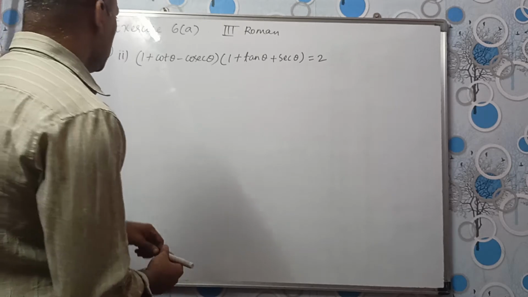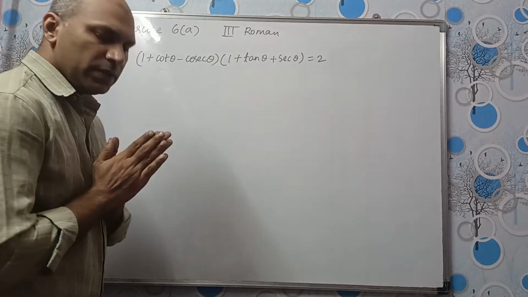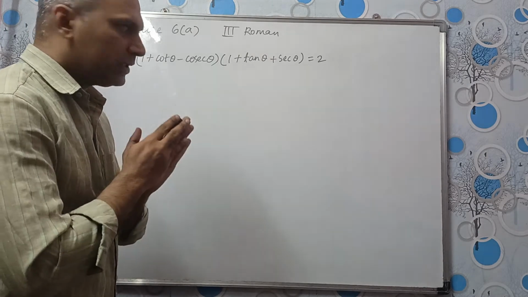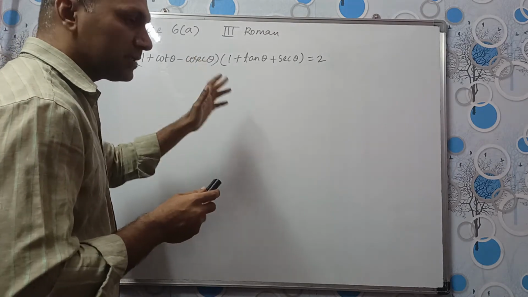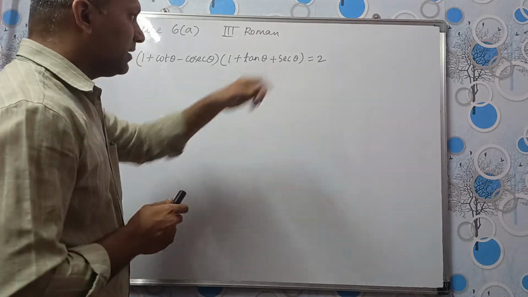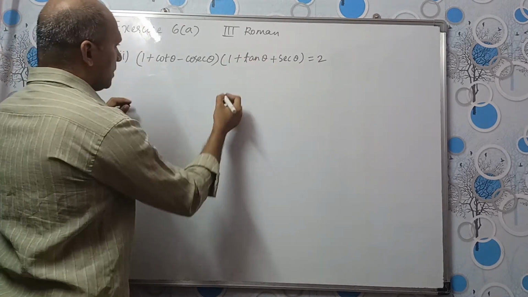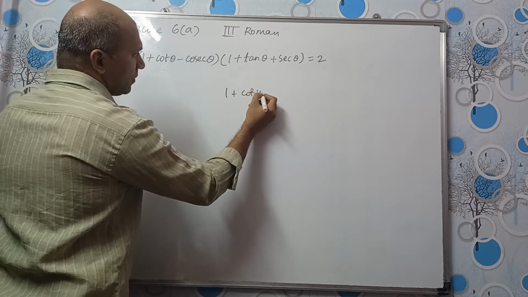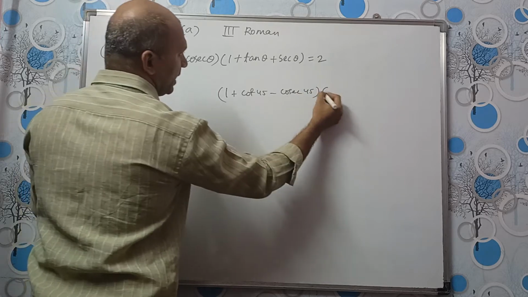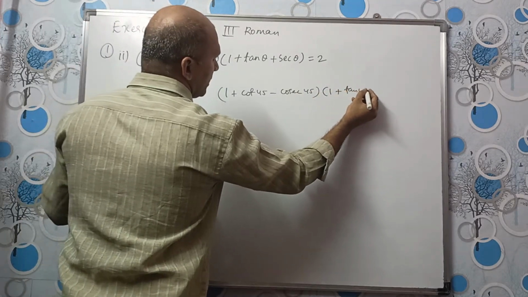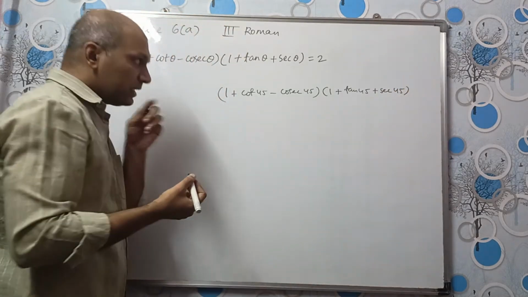Okay, now see here, if you are watching my 10th standard videos from trigonometry, I told you a trick to substitute theta is equal to 45 degrees or 60 degrees or 30 degrees, right? And get the answer. Let us use that trick. We'll do this problem in another method also. See, let us substitute theta is equal to 45: 1 plus cot 45 minus cosecant 45, and we have 1 plus tan 45 plus secant 45 degrees. We are substituting theta is equal to 45.